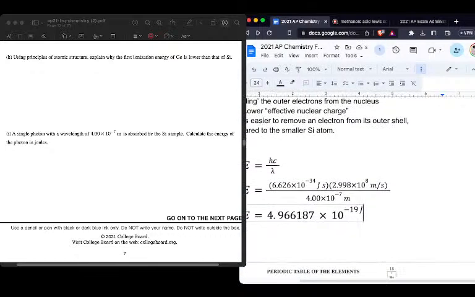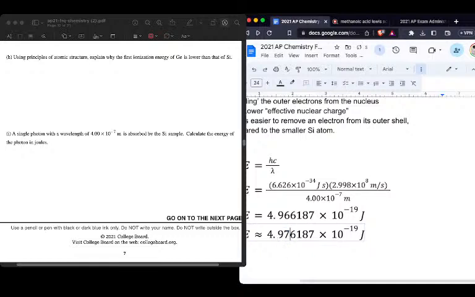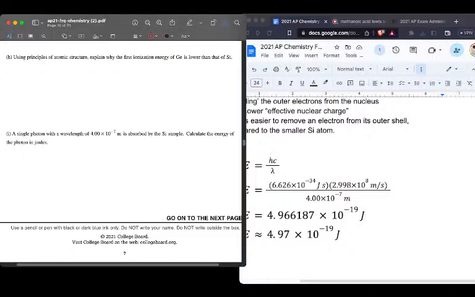And I need the correct number of sig figs. The number I was given had 3 significant figures, that was the 4.00 times 10 to the power of negative 7. The constants that I was given on the formula sheet were 4 sig figs. So 1, 2, 3, I round that up because the digit after it is 5 or bigger, and truncate all the rest. 4.97 times 10 to the negative 19 joules. Oh, yeah. We did it. It was a beautiful moment, man.